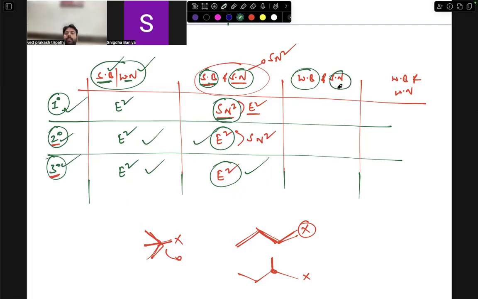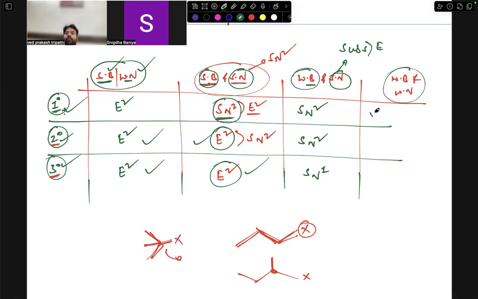Now it's simple. Here the nucleophilic part is dominant over basic character. So whenever nucleophilic part is dominant over basic character, it means substitution dominates over elimination. Clear? You know that 1 degree generally gives SN2, so we can say SN2. 2 degree also gives SN2. Only tertiary can give SN1. Clear?